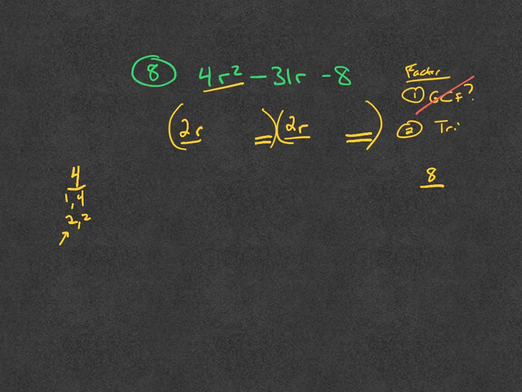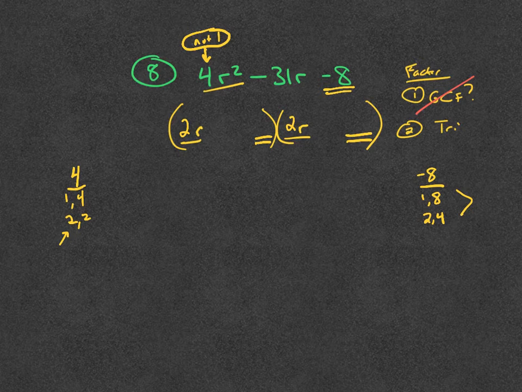And then for the last two, they have to multiply to be this negative 8. So that could be 1 and 8, could be 2 and 4. And since the number in front of r squared isn't 1, we're not looking for a pair here that adds to be negative 31. If it was a 1, we just find one of these pairs that gives us this middle number. But here we're just going to plug in a pair and then see if we can get it to work. So I'm going to use the 2 and the 4 because they're the closest.